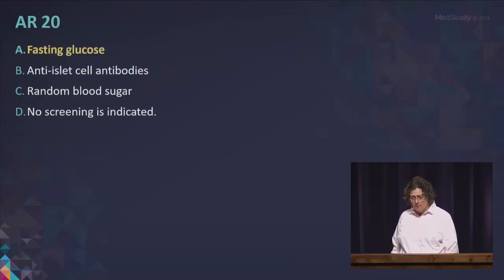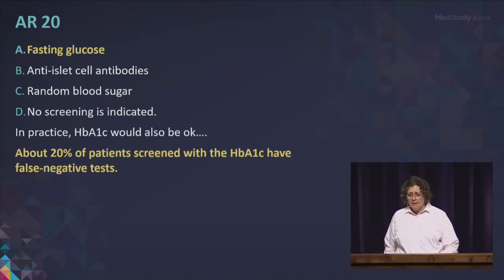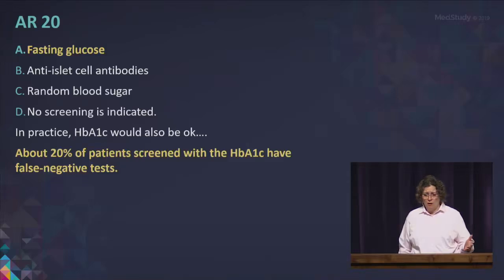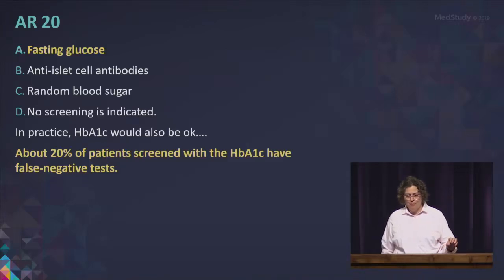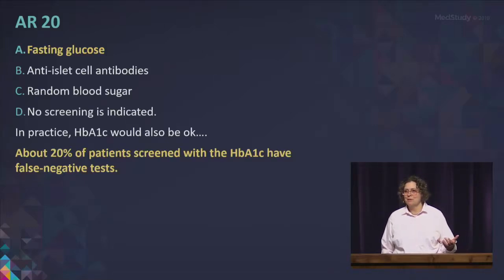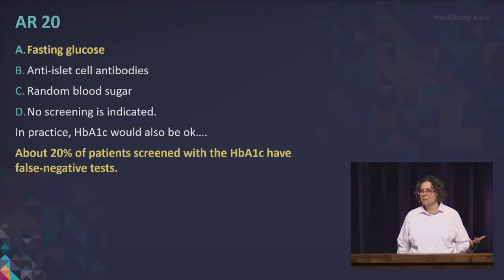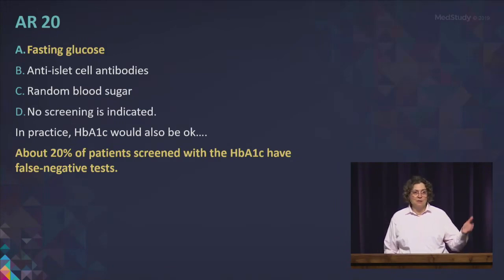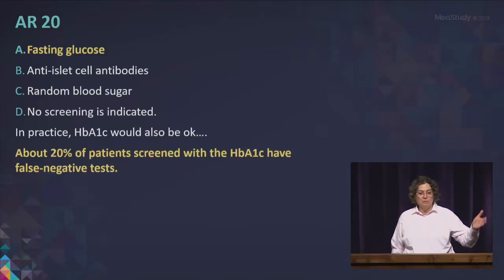Excellent. Fasting glucose. In practice, A1C would also be very reasonable to do. Fasting glucose is definitely a better test than an A1C, but the A1C is generally easier to get. So oftentimes, most of us are sending people for labs. We're going to get a CMP, hopefully fasting if we're doing lipids, and add on an A1C. So we'll actually get 2 tests.